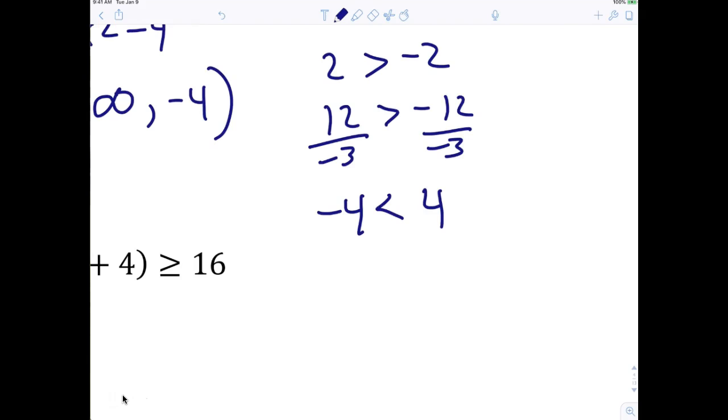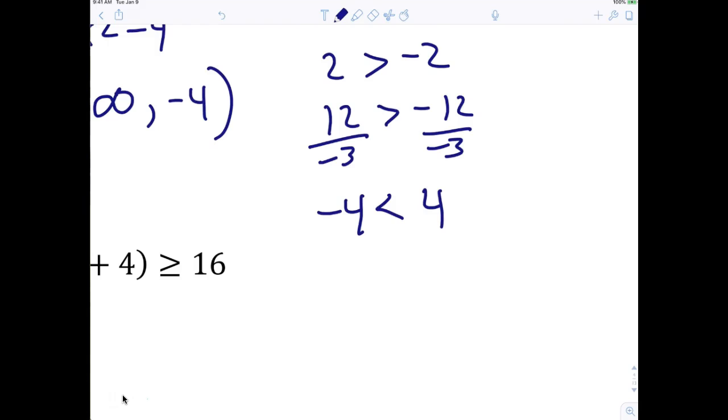And you always change the number on the other side of the greater than or less than sign. You always change its sign also. If it was a negative, now it's going to be a positive. If it was a positive, now it's going to be a negative. Yes, sir, good for you.